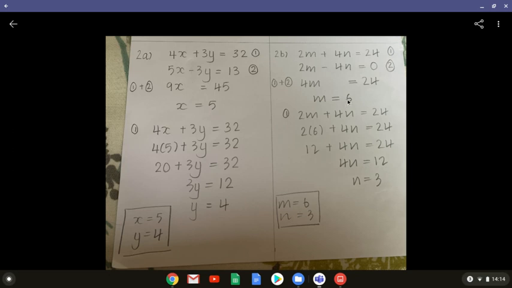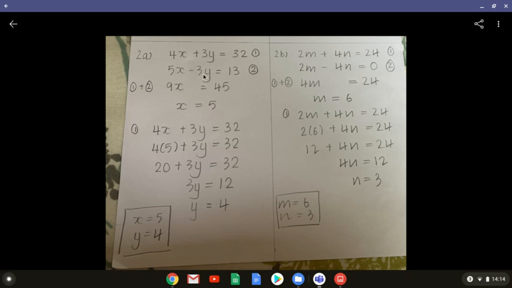Substitute in, remember it's m that's 6, so 2 6s are 12, plus 4n, plus 4 times n equals 24. Subtract 12 from both sides of the equation here to leave 4n on its own. 4n equals 12, divide through by 4, n equals 3.